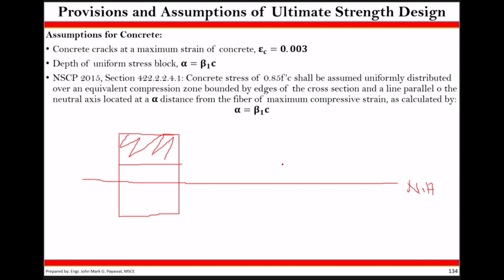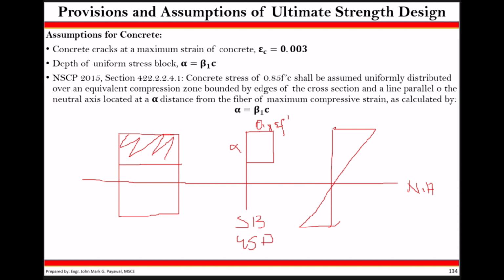If it says that your concrete stress should be 0.85 FC prime, uniform, having a depth of alpha, this is the interpretation: 0.85 FC prime. If you remember your stress block in WSD, it would look like this. It is triangular, so we have a volume for this one. But here, the volume becomes that of a cube.